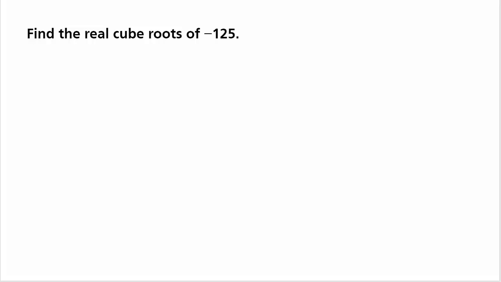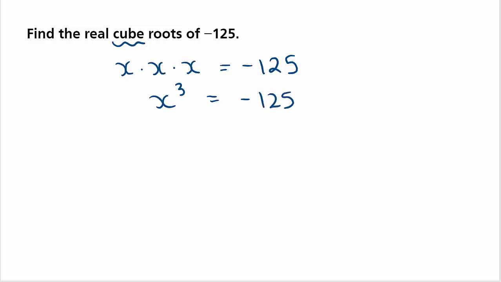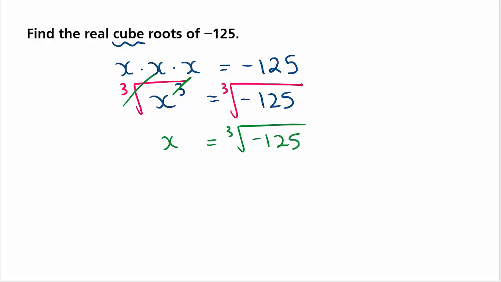Now our question says find the real cube root of negative 125. So again, we have that cube. So what times itself 3 different times is going to equal negative 125? Well, that's the same as x cubed is equal to negative 125. So how are we going to solve for that? To get rid of the x cubed on the left-hand side, we're going to take the cubed root of both sides. That will cancel. And we're left with x is equal to the cubed root of negative 125.